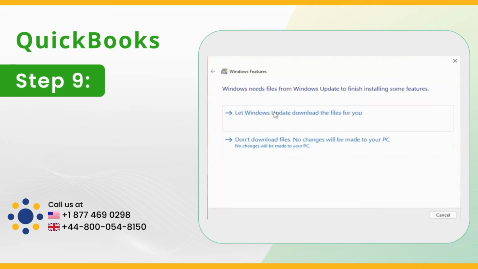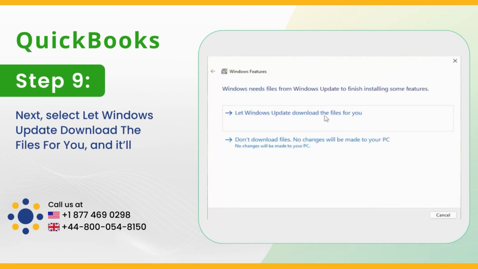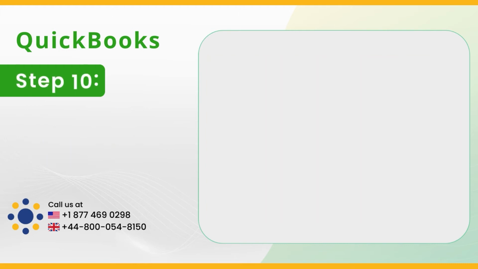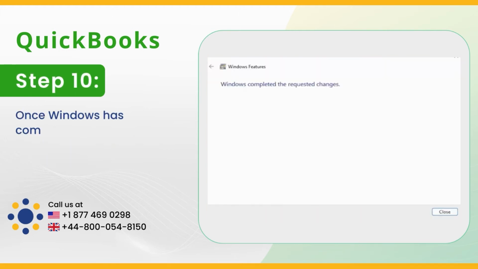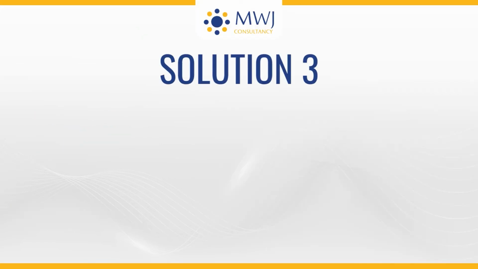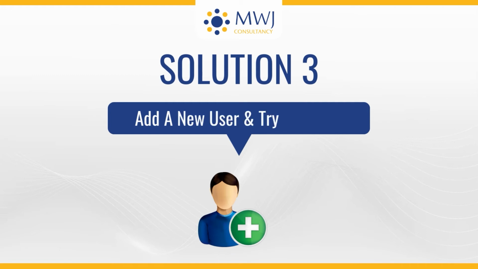Step 9. Next, select Let Windows Update download the files for you, and it'll start downloading the files. Step 10. Once Windows has completed applying the requested changes, click on Close. Solution 3. Add a new user and try to install.